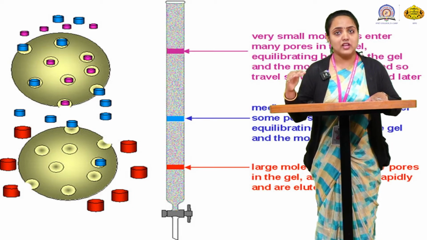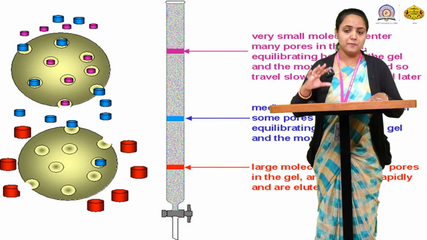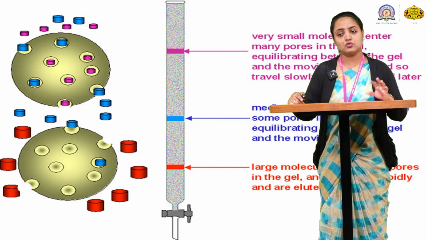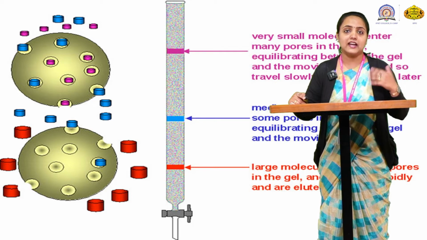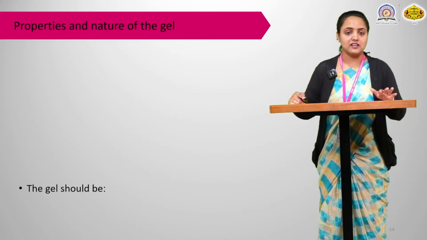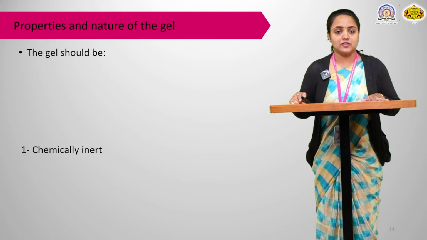The medium sized molecule enters some pores in the gel, equilibrating between the gel and the moving buffer, and the larger molecules enter the few pores in the gel, so they travel rapidly and they are eluted at the very early stage when we start this.